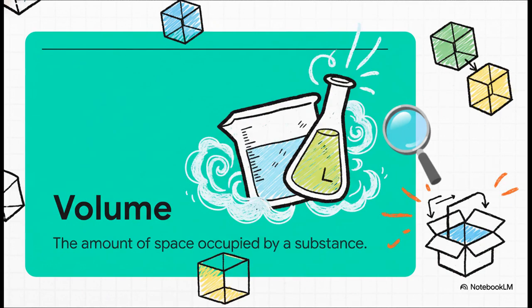Okay, next up is volume. If mass is how much stuff, then volume is simply how much space that stuff takes up. You can think of it as the size of the box you'd need to put something in. And for that, we use units like liters or cubic meters.